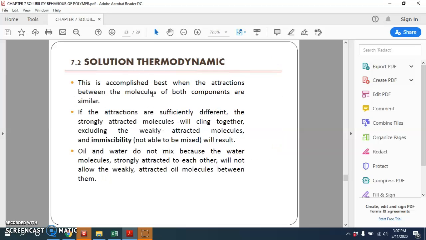This is accomplished best when the attraction between the molecules of both components is similar. If the attractions are sufficiently different, the strongly attracted molecules will cling together, excluding the weakly attracted molecules, and immiscibility, which means not able to be mixed, with two separate layers, will result. Oil and water do not mix because the water molecules, strongly attracted to each other, will not allow the weakly attracted oil molecules between them. So it is immiscible.